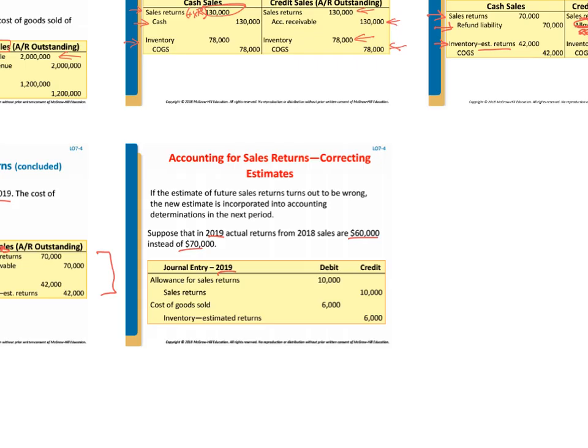So in the 2019 year, we debit the allowance for sales returns or the refund liability, which we were looking at previously. Okay, and then credit the sales returns to reverse out our previous estimate, and we debit cost of goods sold and credit the inventory on estimated returns, and again, reversing out our previous estimate.